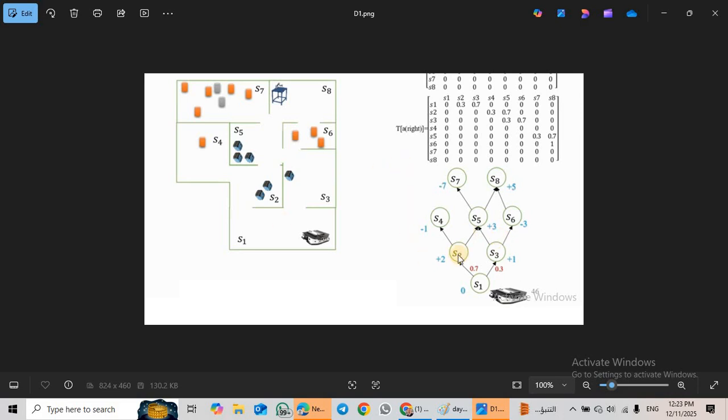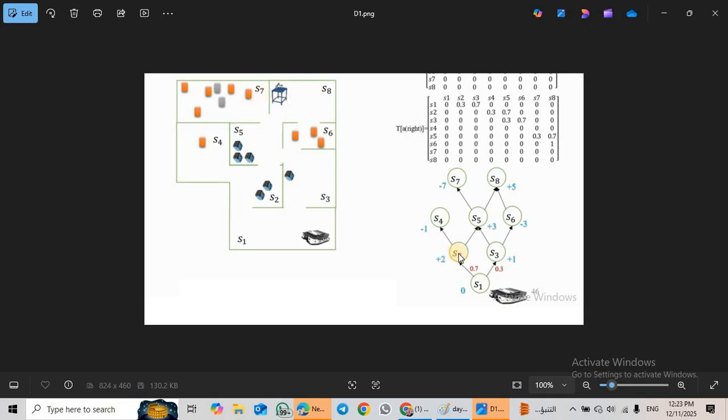Here, S4 transitions to S2, S5 transitions to S7 and S8, S3 transitions to S5 and S6. This is a transition to the right and this is a transition to the left. This is the terminal state, S8, and this is also a terminal state.